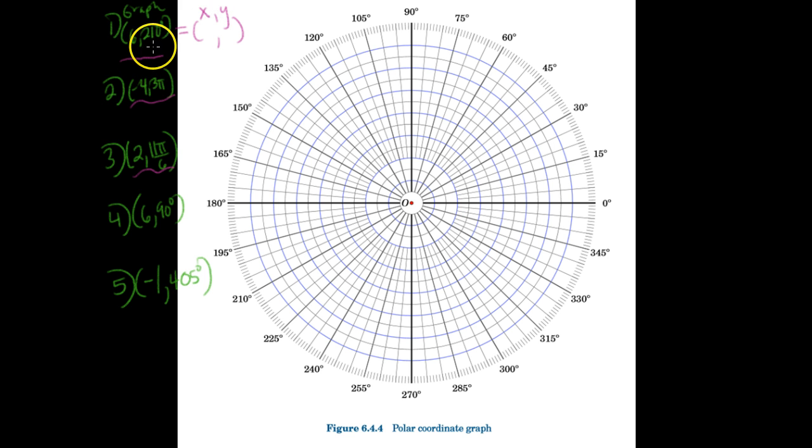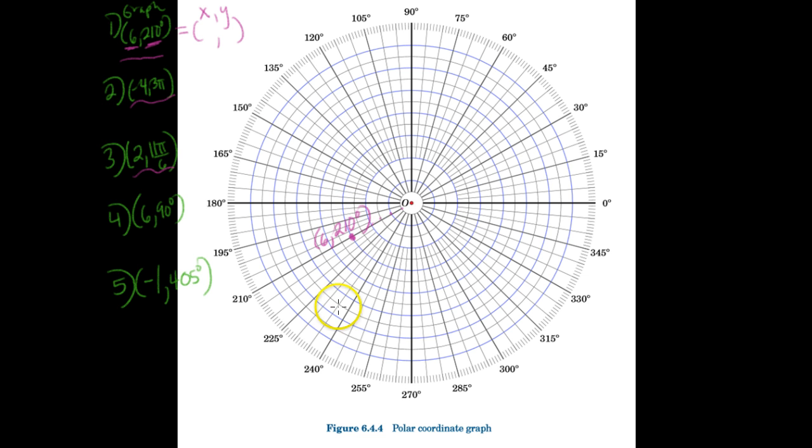Okay, so what you do is you look at the angle first, 210 degrees. That's why I never understood. I think they should have listed the theta first, in my opinion. So you go to 210 degrees, and it's just positive, so I'm going all the way around to here. And then how many units am I from the origin? I'm 6 units. So on this line here, start in the center, you go 1, 2, 3, 4, 5, 6 units away from the origin. So this point right here is 6, 210 degrees.